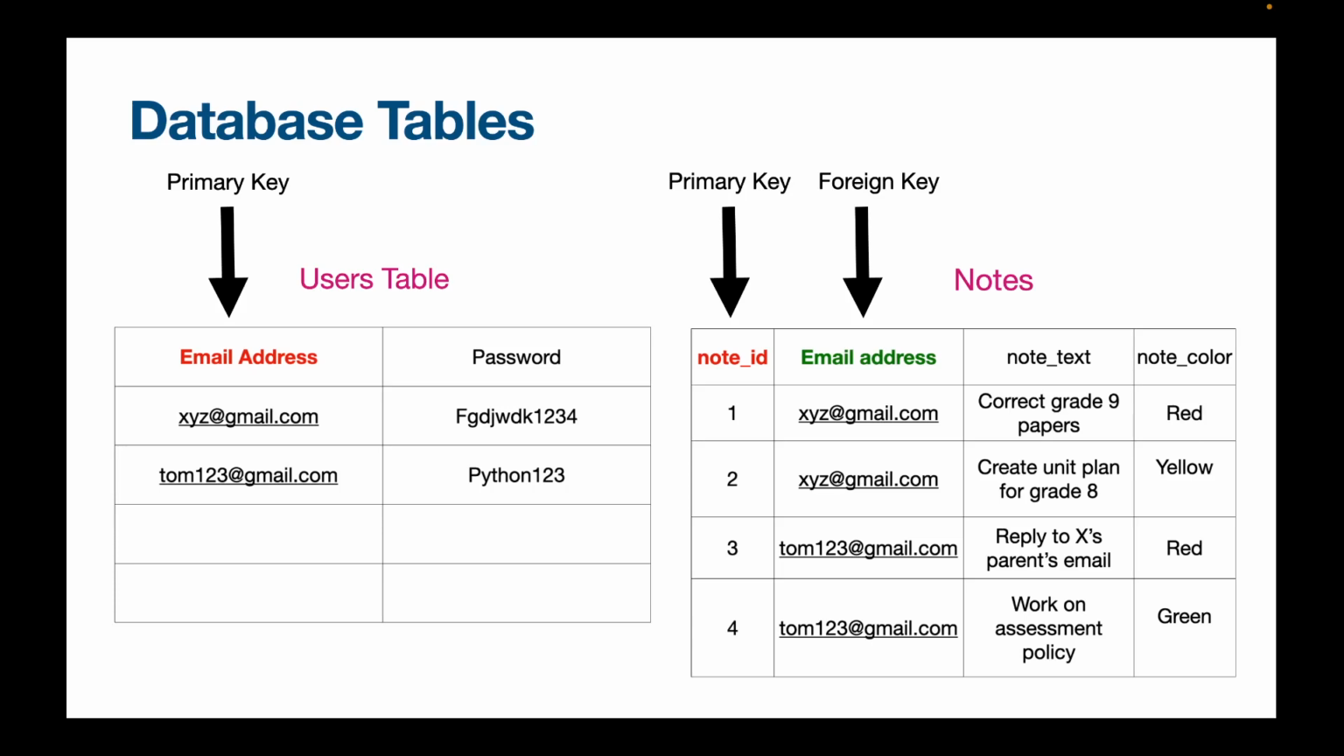Okay, and that's the reason why email address here is called the foreign key. A foreign key is what joins two tables. When you want to fetch data from two tables, you need a common field, right? So a foreign key of notes table is actually the primary key of users table, and that's how these tables are connected. And this is the kind of database structure.